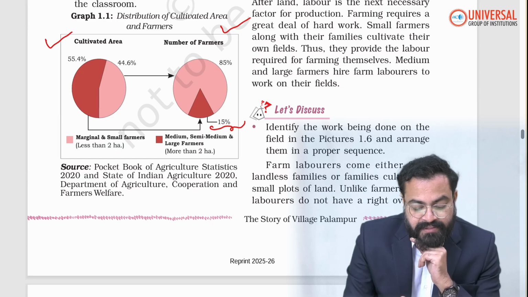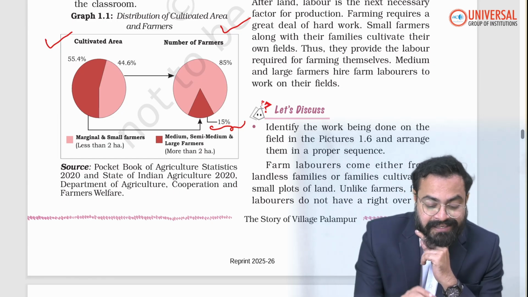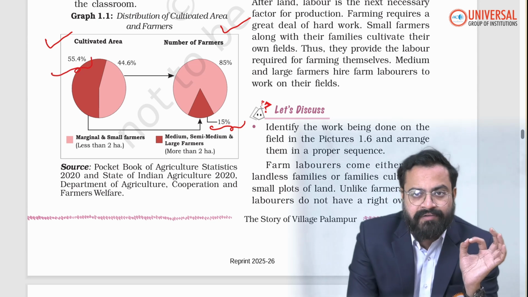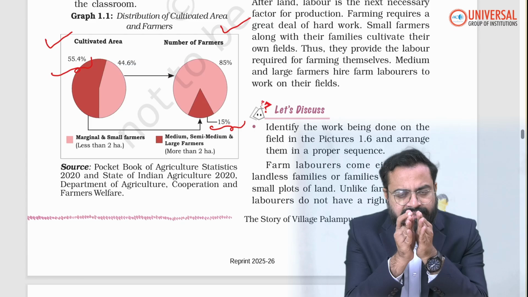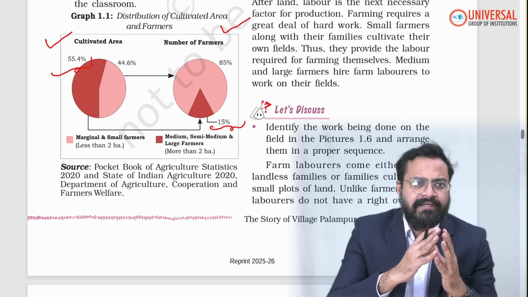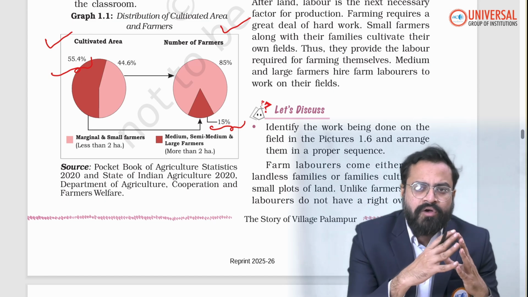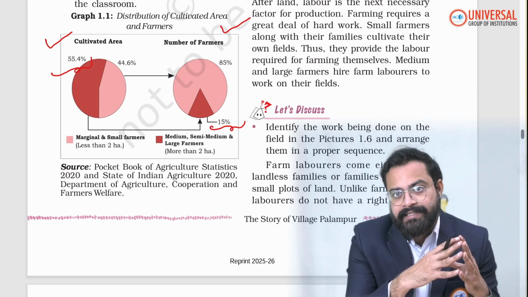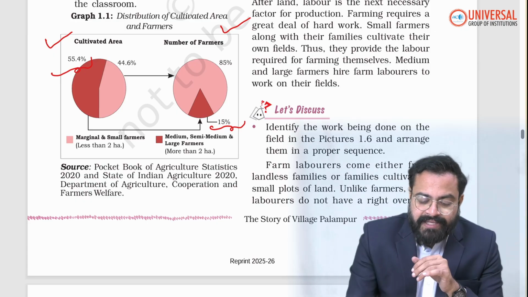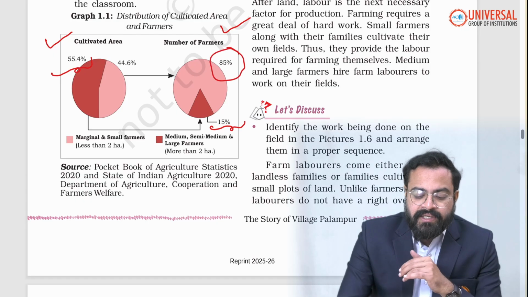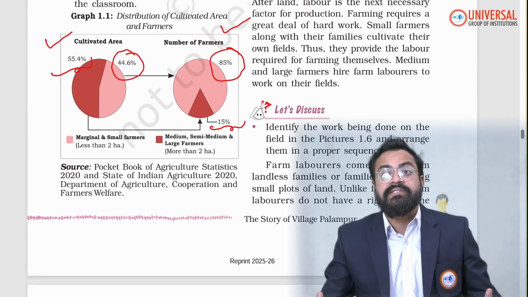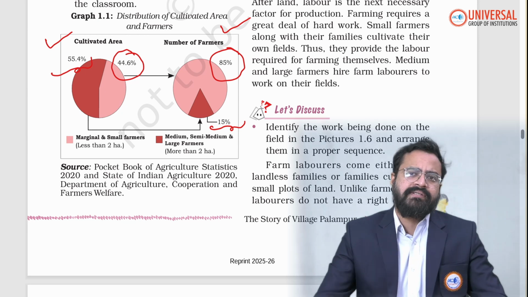So these 15 percent of the farmers are cultivating how much area? They are cultivating 55 percent of the land. Look at that number and look at the land they are cultivating. You can very clearly see there is a huge amount of land inequality. At the same time, the marginal and small farmers make up 85 percent, but the land they cultivate is 44.6 percent.